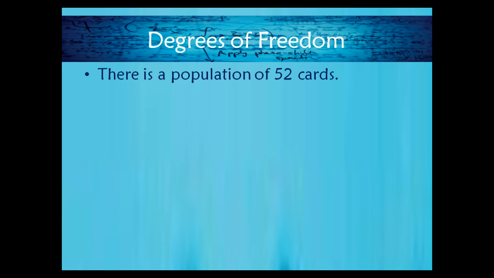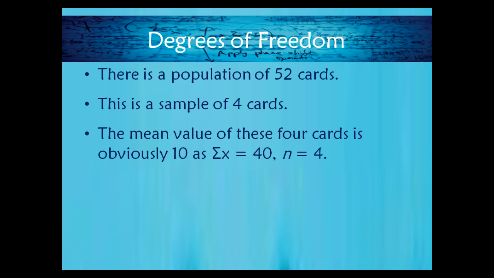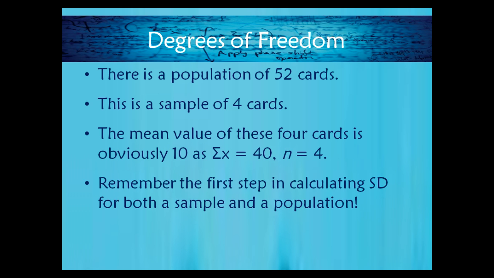Going back to the card example. There's a population of 52 cards. This is a sample of 4 cards. The mean value of these cards is 10, as the hand was 10, 10, 10, 10, 4 tens. So summation of x is 40. Remember the first step in calculating standard deviation for both a sample and a population.